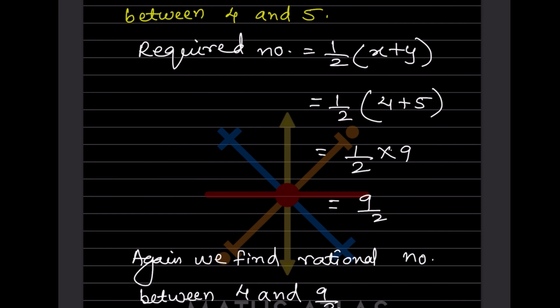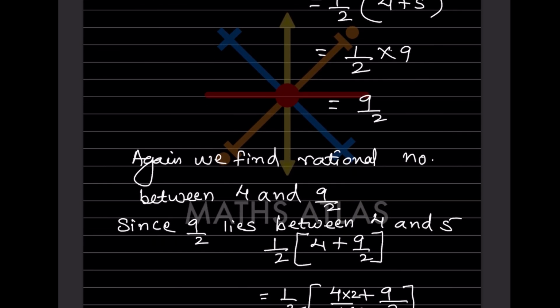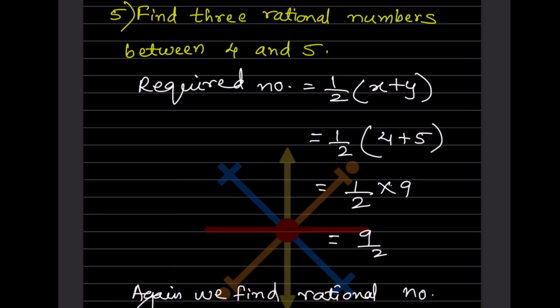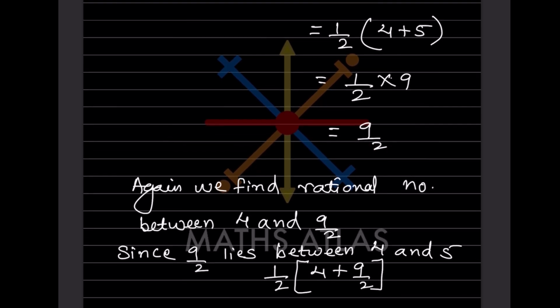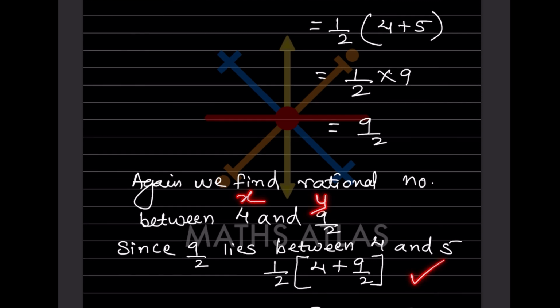Because we have to find three rational numbers, what will you do here? We take this 4 and this 9 by 2. Why? Because 9 by 2 is going to be 4.5, and that is in between 4 and 5. So 9 by 2 lies between 4 and 5. So now this 4 you are going to consider as x and this as y, the same formula.